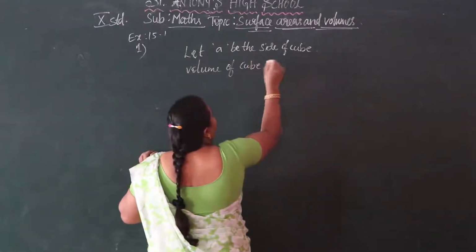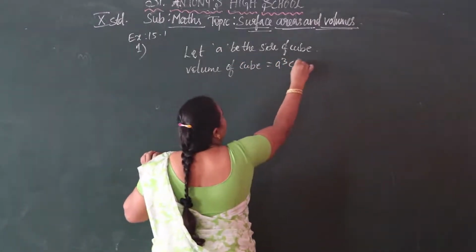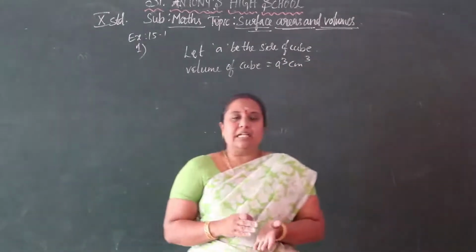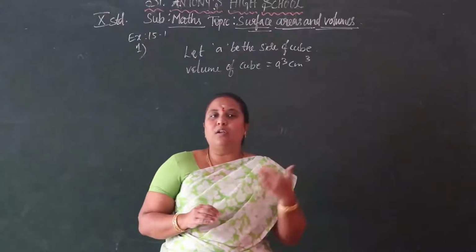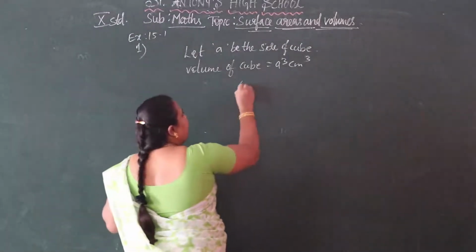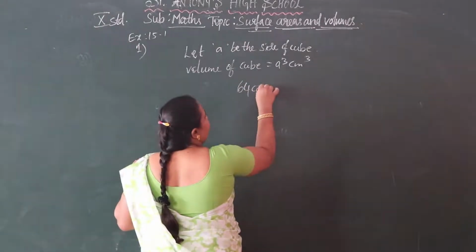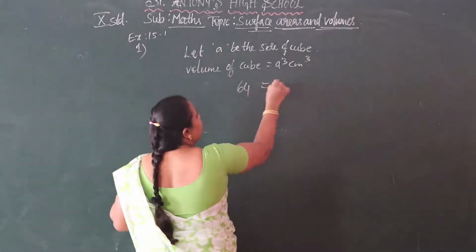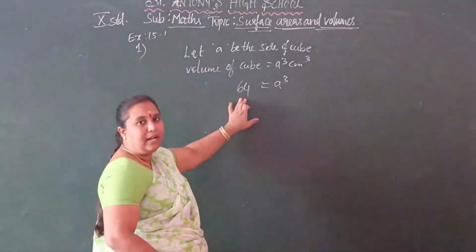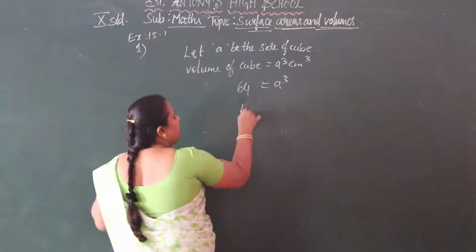Volume of cube equals a cube centimeter cube. Here the volume of each cube is given in your question: each cube is 64 centimeter cube. So 64 equals a cube. This 64 we can write as 4 cube. Is it right? 4 cube.